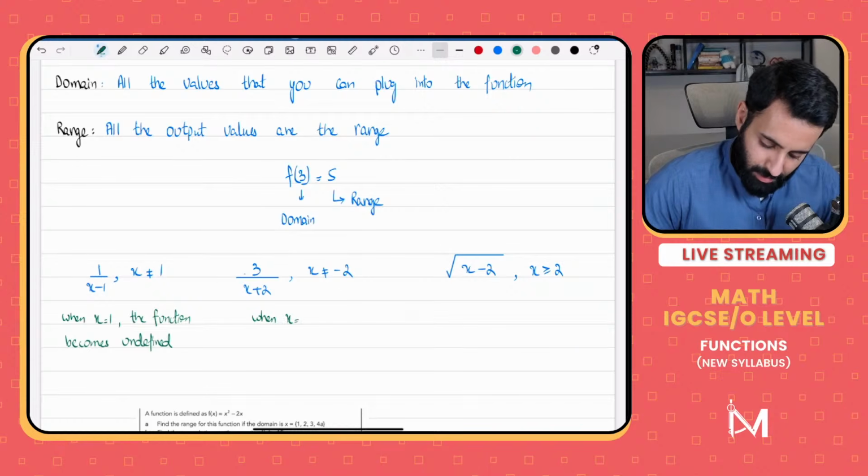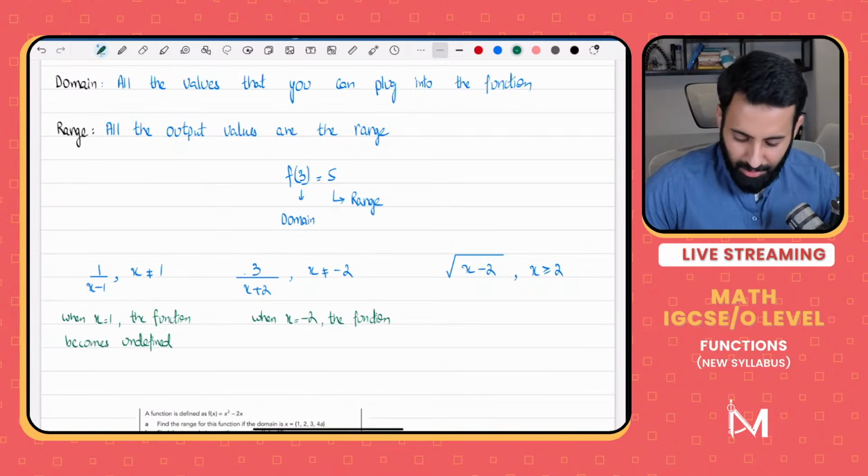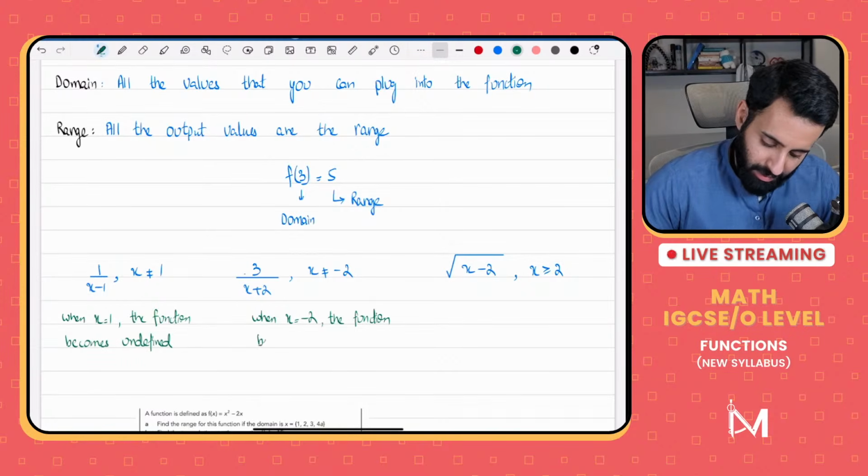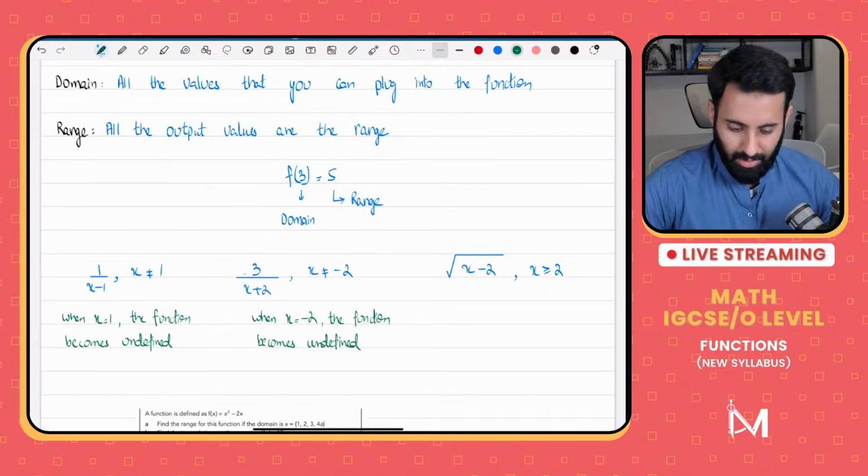When x equals minus 2, the function becomes undefined. Why? Because the denominator is equal to 0, and if the denominator is equal to 0, that means you get a math error in your calculator. So here also same problem. If you plug in x equals minus 2, the function becomes undefined.